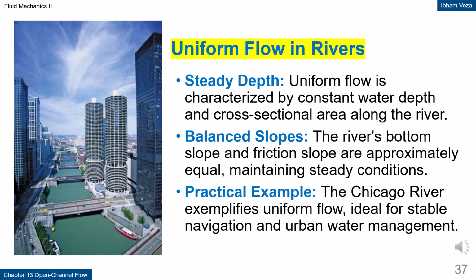Uniform flow in rivers. Uniform flow in rivers is characterized by constant water depth and cross-sectional area along the stream. In this condition, the bed slope is approximately equal to the energy slope. The balance between gravitational and frictional forces keeps the flow stable. Rivers that are close to this condition are often used as references in hydraulic analysis. This model simplifies the calculation of discharge and flow velocity.